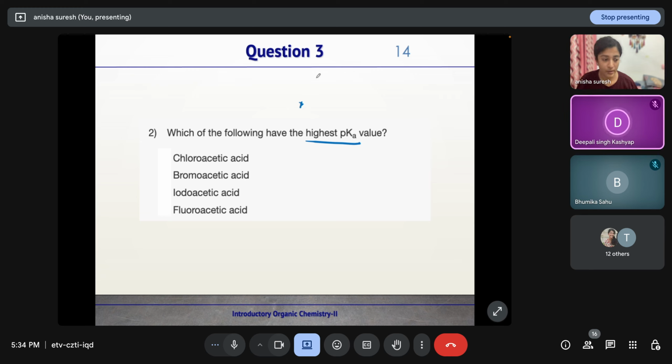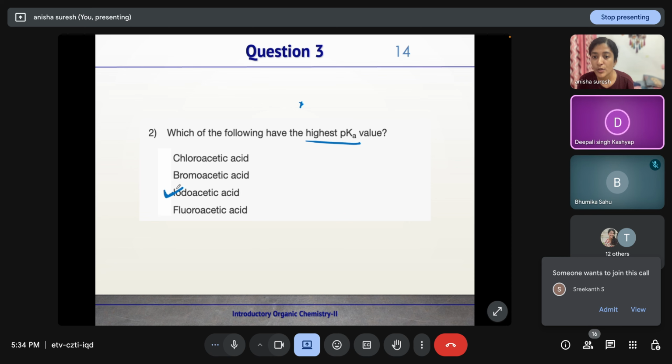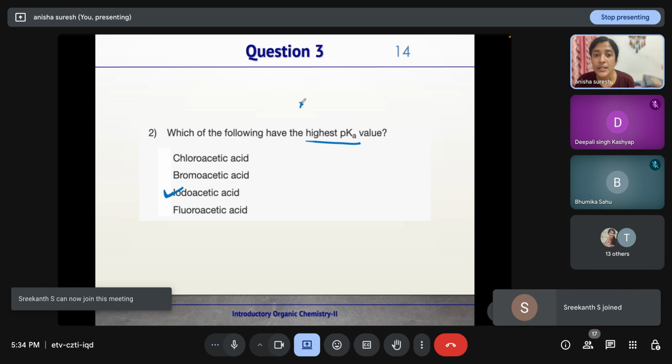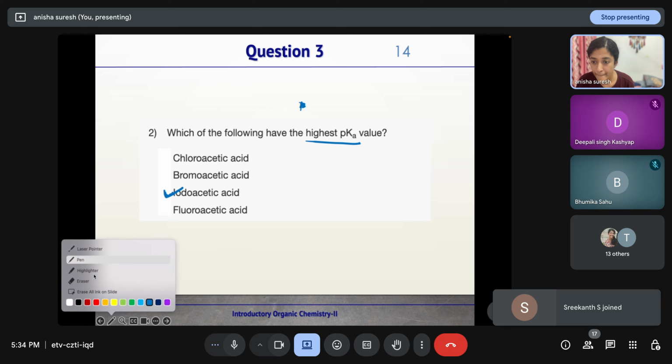Ma'am, option D, fluoroacetic acid. Fluoroacetic acid is the wrong answer. Ma'am, iodoacetic acid will be the right one. Okay, so we will see the reason why.